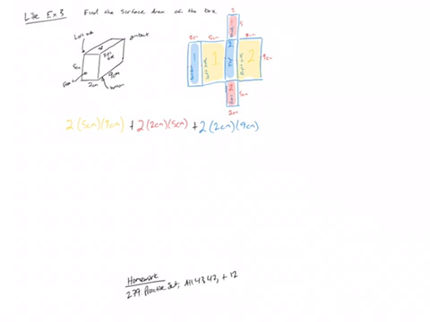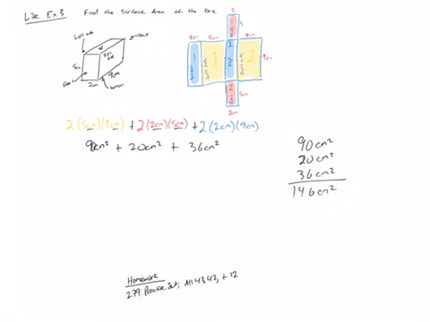So let's see, 2 times 5 is 10, times 9 is going to be 90 centimeters squared. Again, 2 centimeters times 5 centimeters is 10 centimeters squared times 2, so it's going to be 20 centimeters squared. Plus, let's see, 2 times 2 centimeters is 4 centimeters, times 9 is going to give me 36 centimeters squared. Adding those all up, you get 146 centimeters squared.